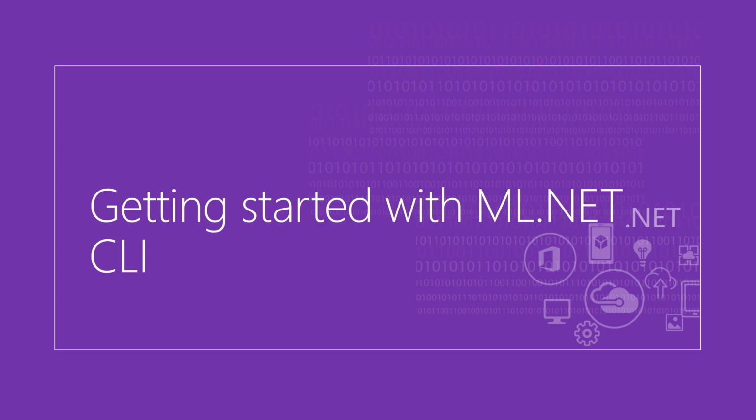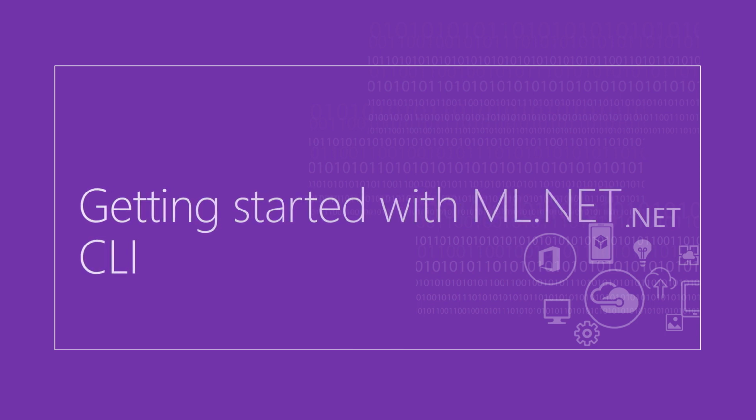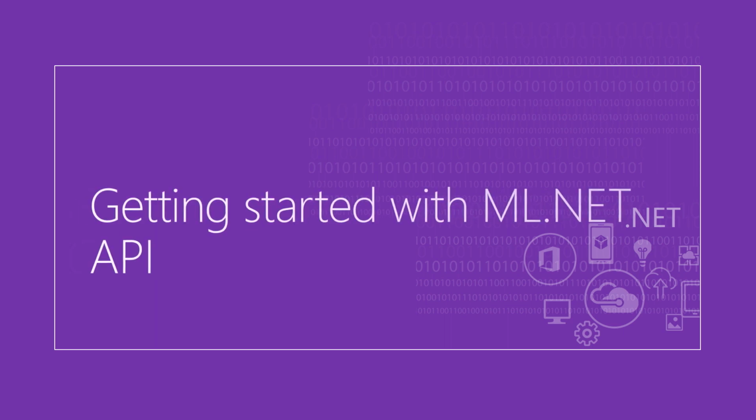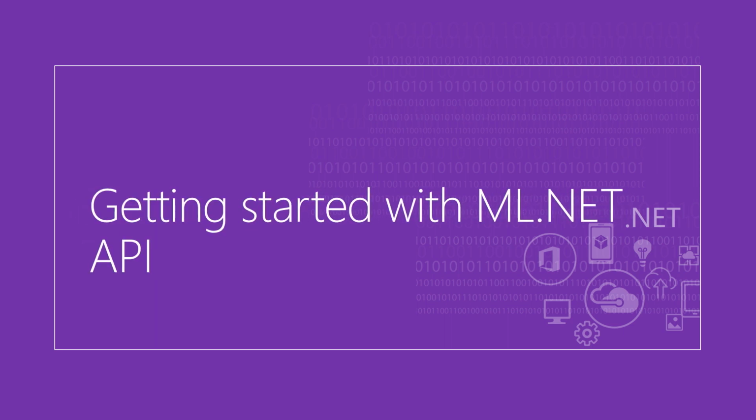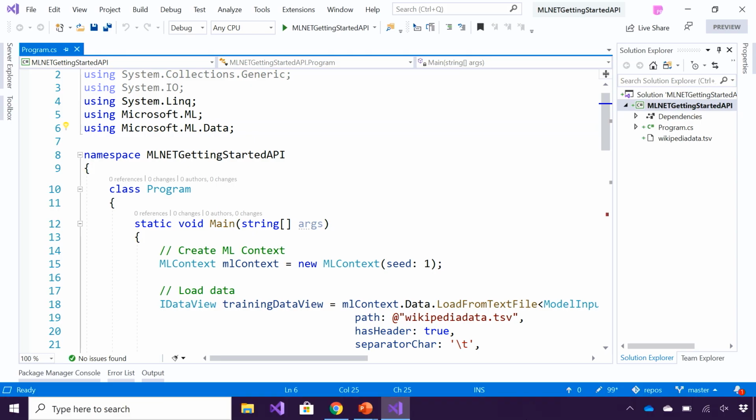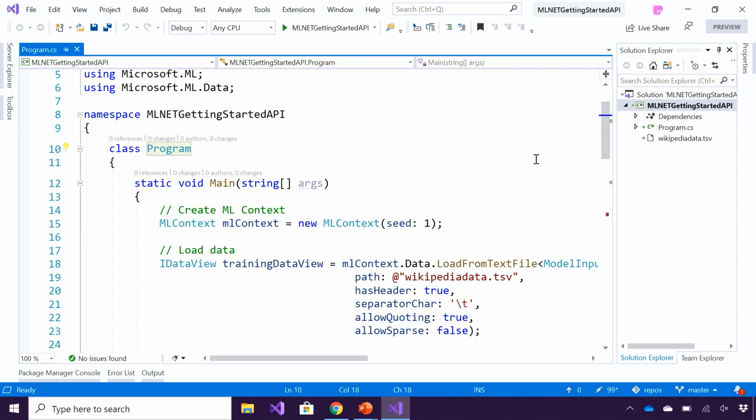Now that we're back in Windows, we look at the third way of getting started with ML.NET, which is through the ML.NET API. So let's switch over to Visual Studio. This is a console application, which is a .NET Core console app. And I'm going to show you how to do the same scenario of sentiment analysis using the ML.NET API.